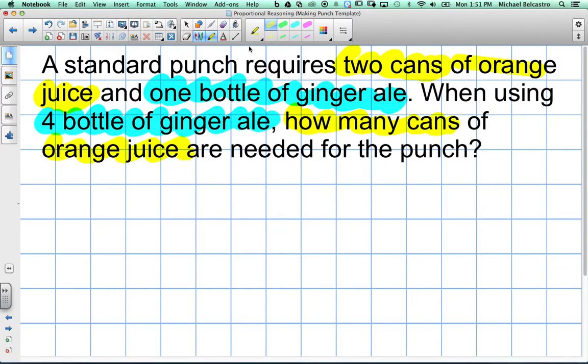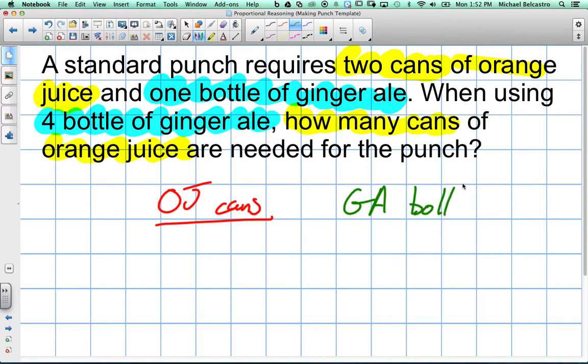So let's categorize what we have here. We have our orange juice, which we'll do in red, so we have our OJ, and it's in cans. So cans of OJ, and our ginger ale, so GA, and that's in bottles. That is a lot now that I think about it. It's an entire bottle. Anyways, for building this punch, we have to set up a ratio.